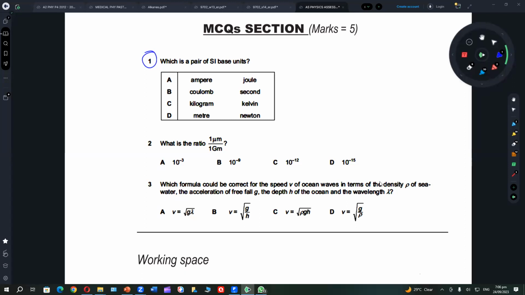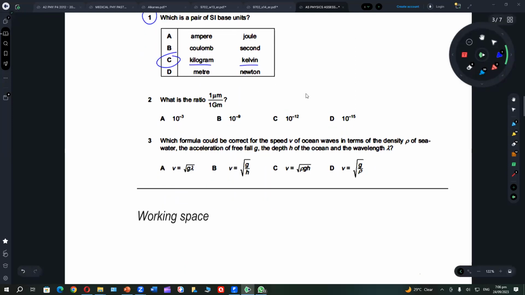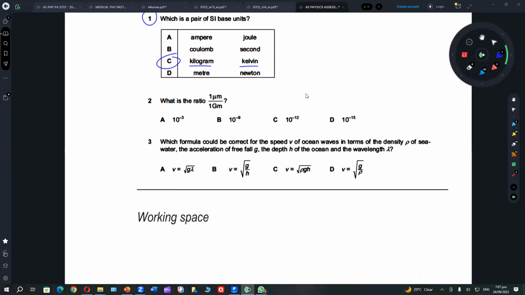So what do you people suggest, if I remember the 7 quantities, what should be the answer? Joule is not an SI unit. Okay, one suggestion comes C. Kelvin and kg, both are SI. You people have to contribute your answers also.